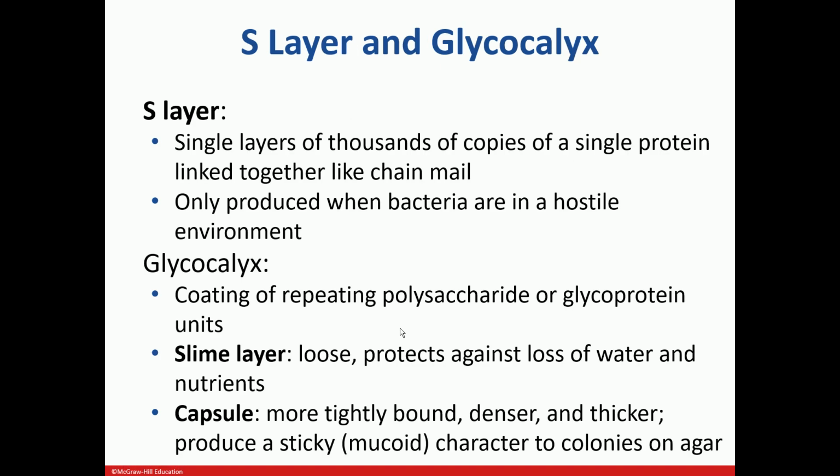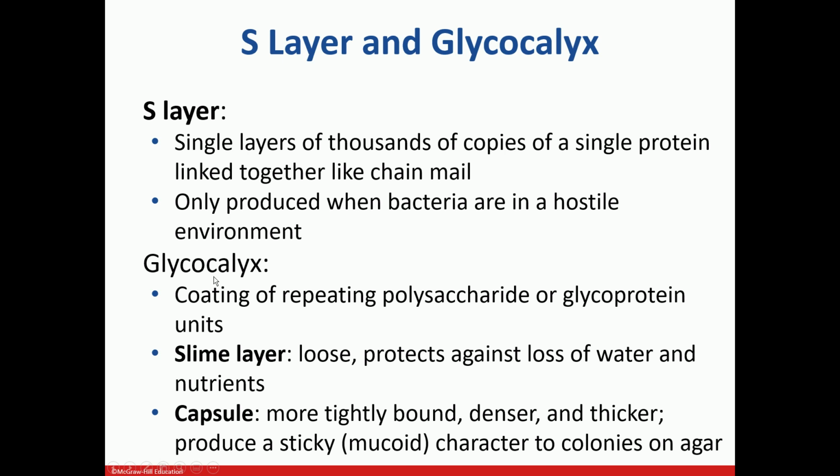Now, what is the S layer? The S layer is basically a layer made of proteins, and this layer is usually made by bacteria in some hostile environment. Glycocalyx is a coating of repeating polysaccharides, a polysaccharide being a form of sugar, or glycoproteins. Glycoproteins are basically proteins with some sugar chains on them. So glycocalyx is a kind of coating over the surface of the bacteria.